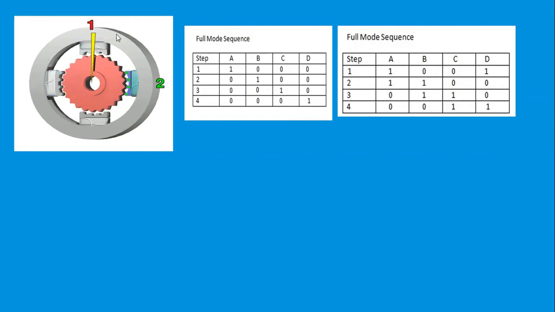In full step, the rotor will take around 1.8 degrees per step, because in order to complete 360 degrees it requires 200 steps. Thereby per step the rotor will take 1.8 degrees. So the full mode sequence can also be operated like this, meaning at a time you can energize two coils simultaneously. So both are full mode sequences. By energizing two phases simultaneously, the torque of the rotor can be increased. Okay, this is about the full mode sequence.